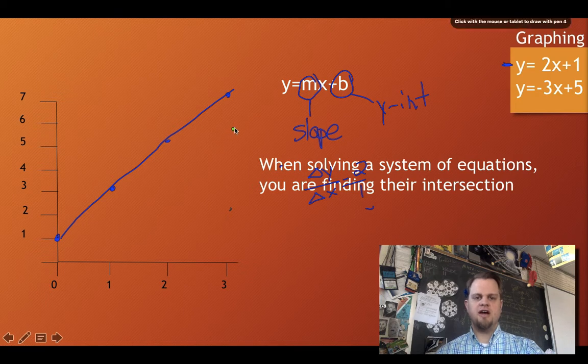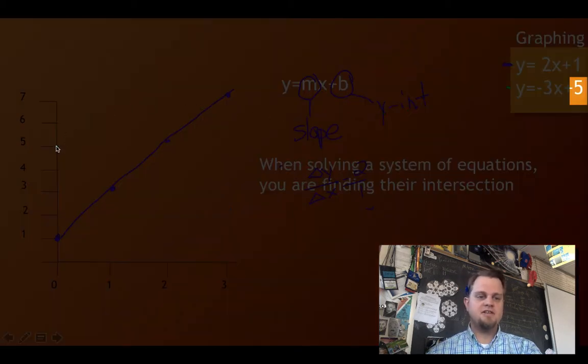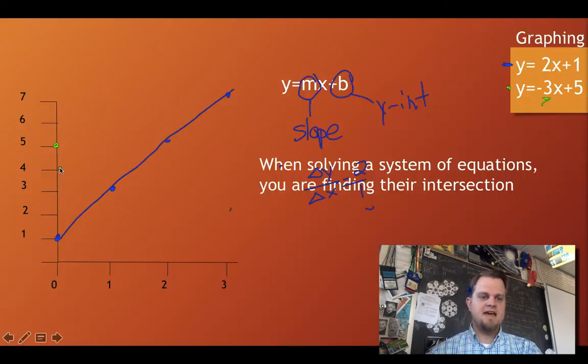And so what you end up getting is this nice line, right? Alright, so let's graph the other one. y equals negative 3x plus 5. We have 5 as the y-intercept, and the slope is negative 3. So we're going to go down 3 for every 1 we go over. And down 3, oh, we have to go negative here. That's okay. We'll just put it there and draw that line.